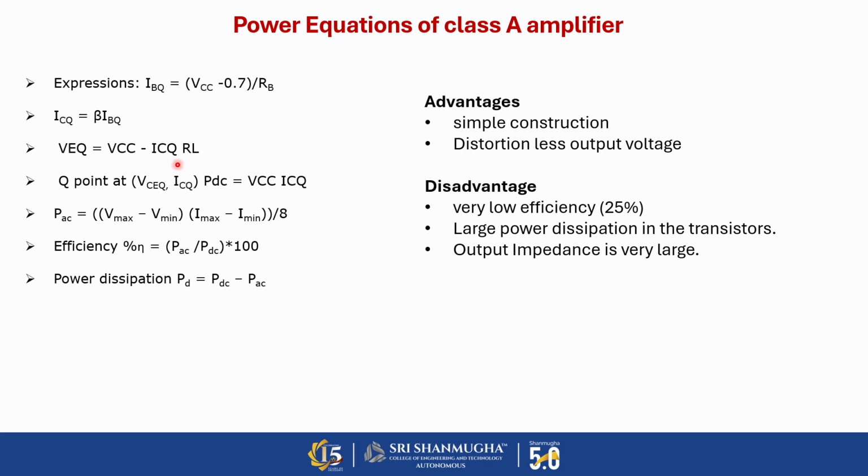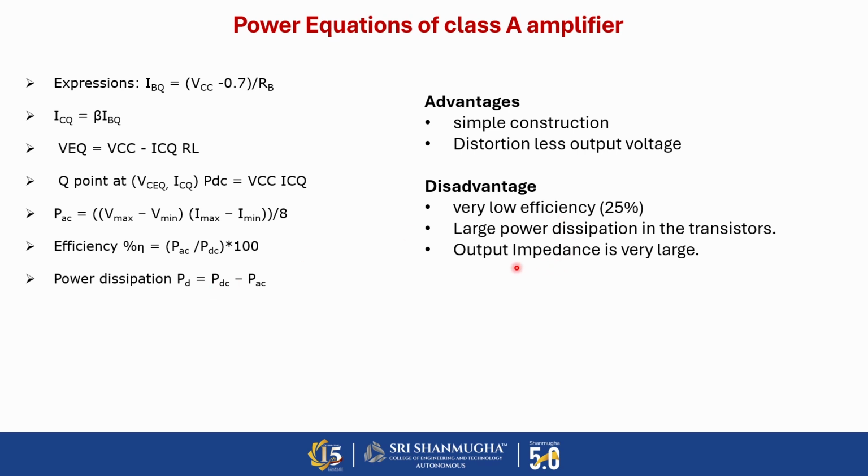minus ICQ into RL. AC power is V maximum minus V minimum into I maximum minus I minimum divided by 8. DC power is equal to VCC into IC, and efficiency is calculated using this formula, that is the ratio of AC power to DC power into 100. The power dissipation of the class A amplifier is denoted as PD, which is equal to DC power minus AC power.